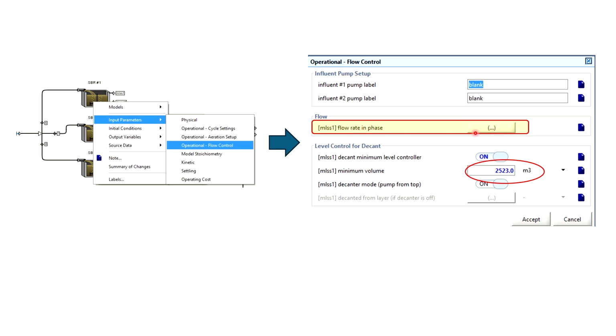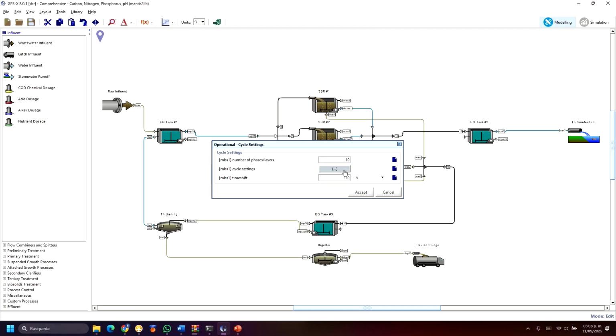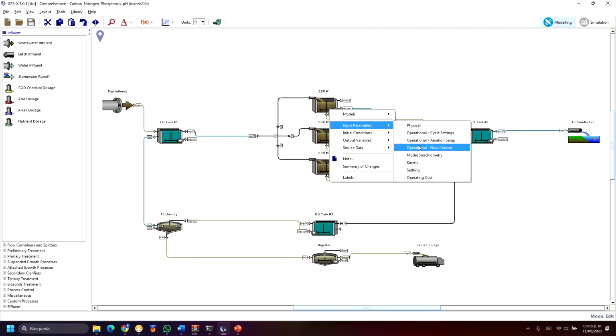An incorrect configuration of these flows can lead to errors. For example, if the decanting begins before the filling is finished, the model will yield inconsistent results and the operating profile will be erratic. As we can see in this graph, correct synchronization is essential. Now we are going to run the dynamic simulation for 10 days to observe the system's behavior.